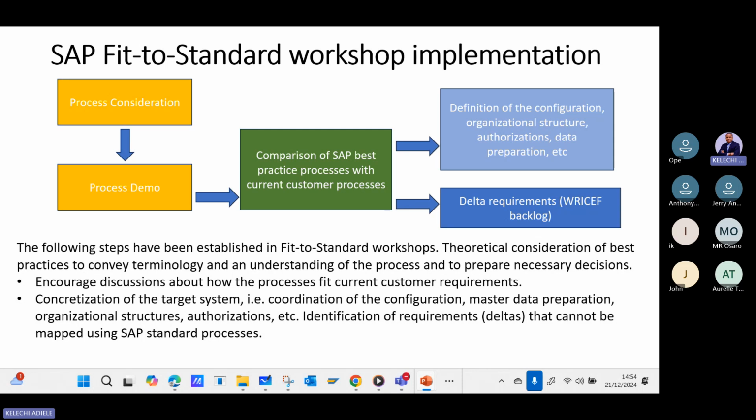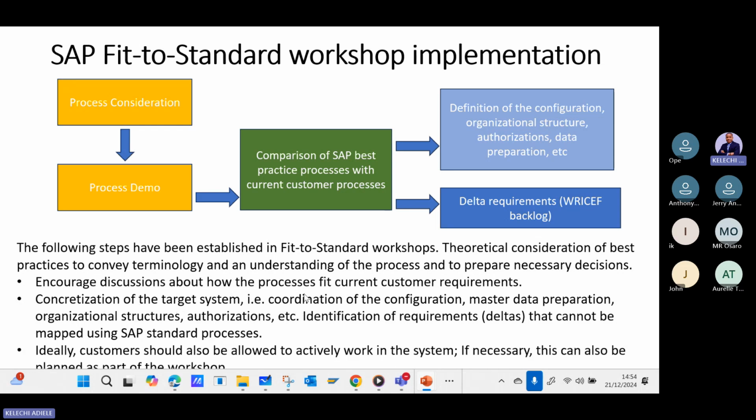It's very, very important. And the last is, ideally customers should be allowed to actively work in the system if necessary. This can also be part of the planned workshop. One of the things that will happen is early in the project, customers should have access to the system and play around with it, so that when you're doing your process walkthrough, customers will appreciate what they are seeing. But if they are seeing it for the first time, then you have a lot of issues. In one of the projects I did, that was the major issue.